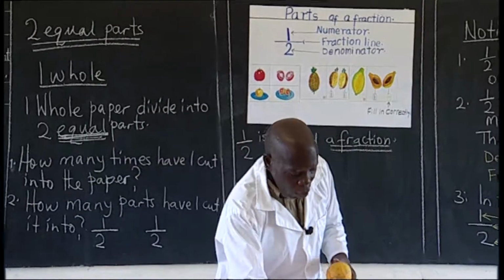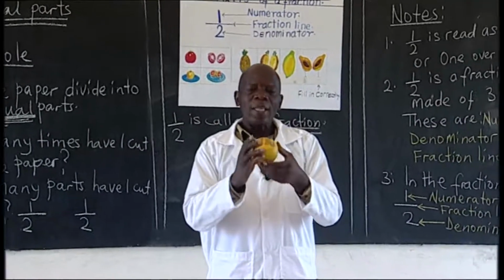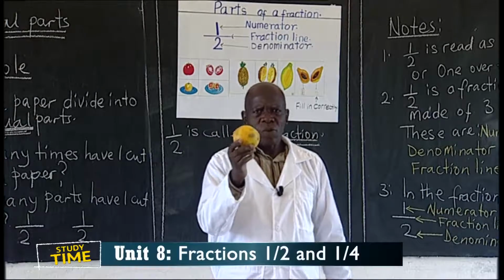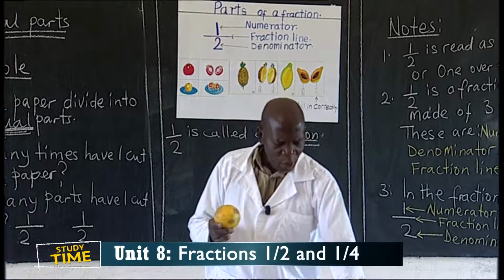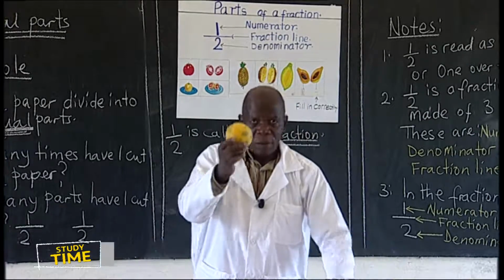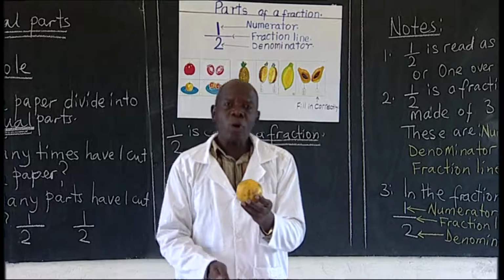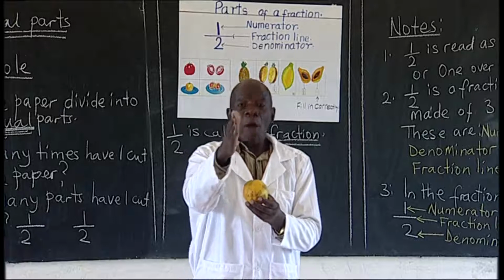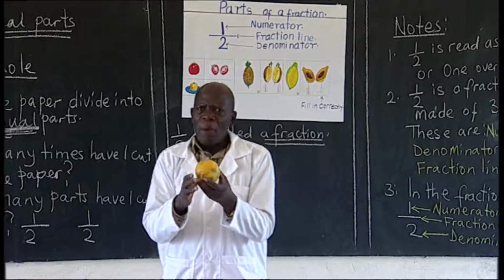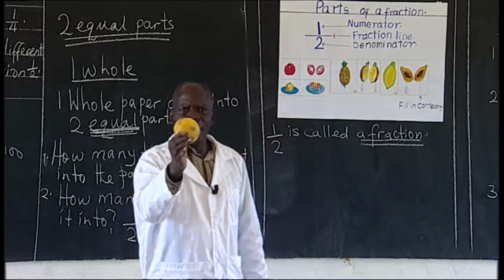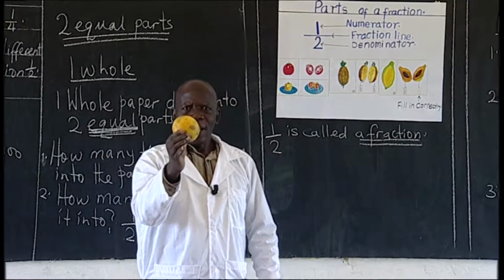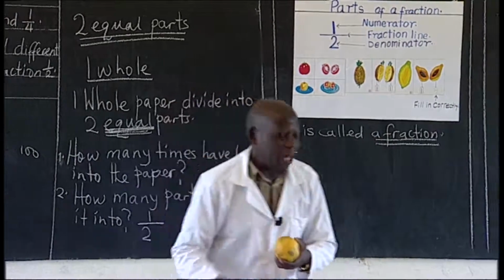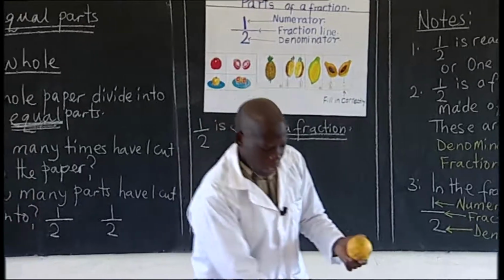So now, what we are going to do is to cut this beautiful orange. How many times should I cut it? How many times did we cut the paper? One time. Therefore, I'm also going to cut this orange one time. Who can tell us how many parts we are going to get? Great. That's beautiful. There are going to be two equal parts.